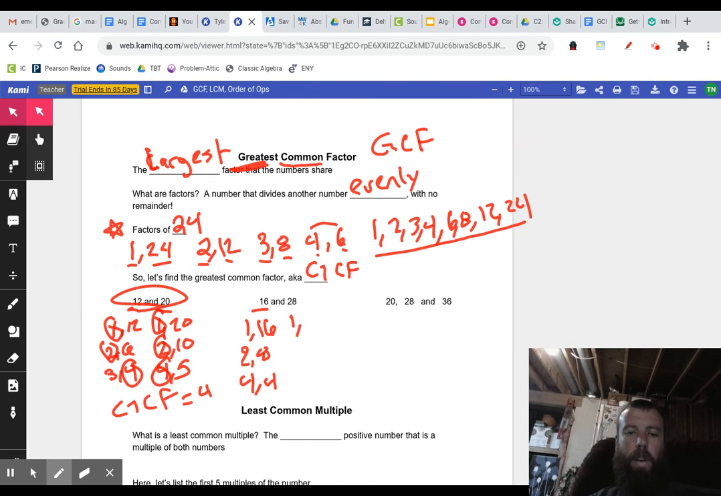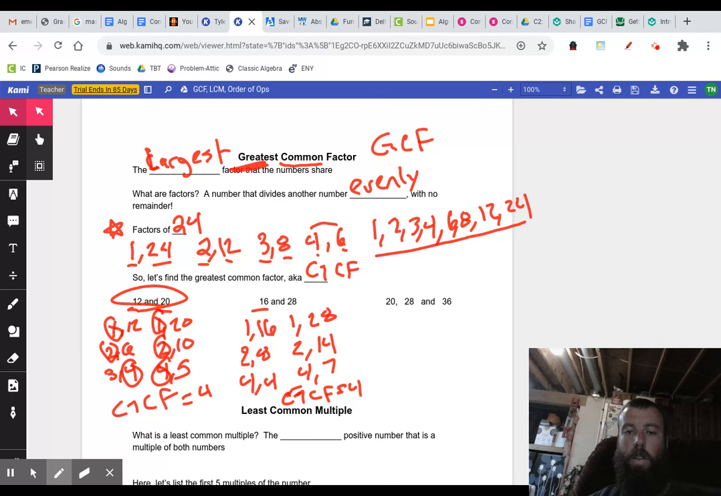Factors of 28, 1 times 28, it's even, so I know 2 goes into it. 2 times 14, and 4 times 7. What are my factors that are common? 1 and 1, 2 and 2, 4 and 4. There's a 7, there's an 8. Those aren't shared, so it looks like the GCF again here. That's a G, I swear. Terrible looking G. Is 4.